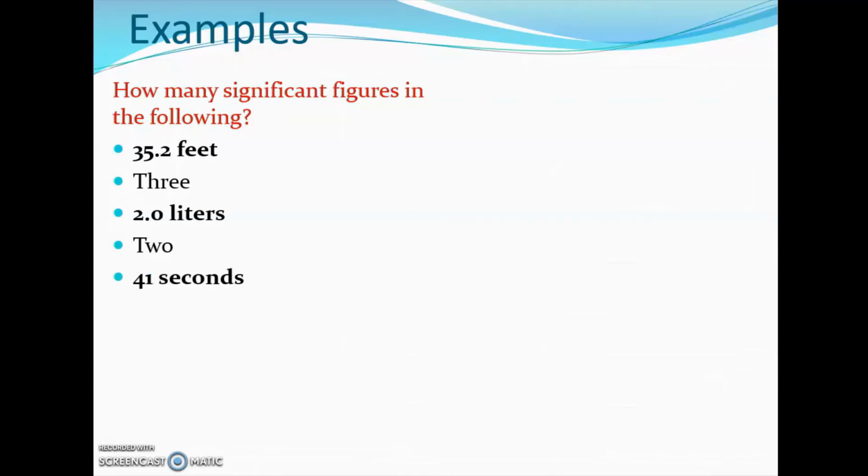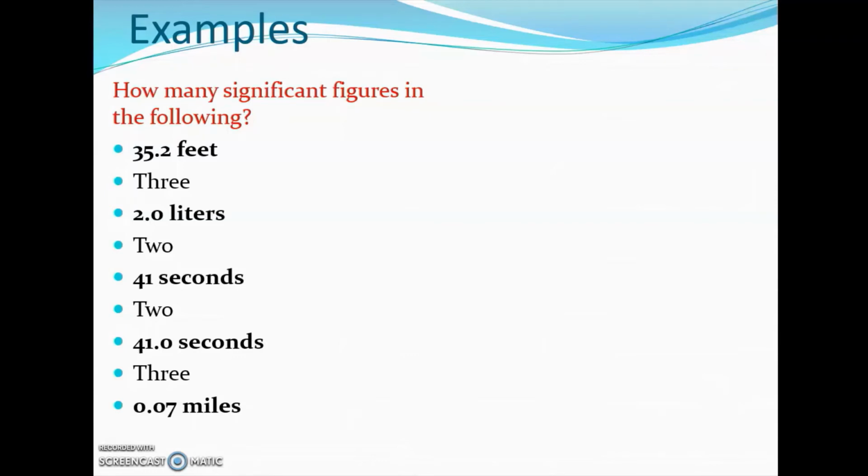All right. 41 seconds, another easy one. They're both non-zero digits, and so you're going to have 2 significant figures. But if you have 41.0 seconds, that's another one where if you didn't know ahead of time, you'd think maybe there were only 2. No, there's 3. That 0 is significant because of the decimal being there.